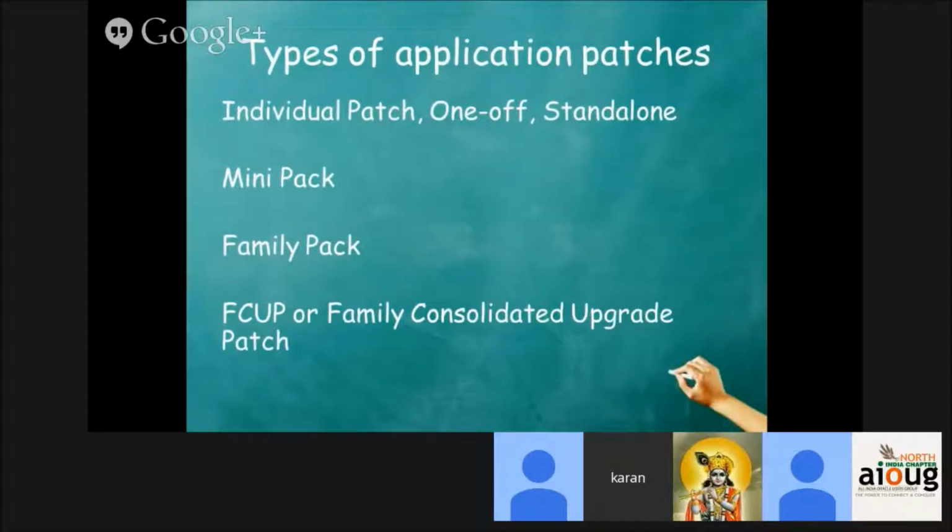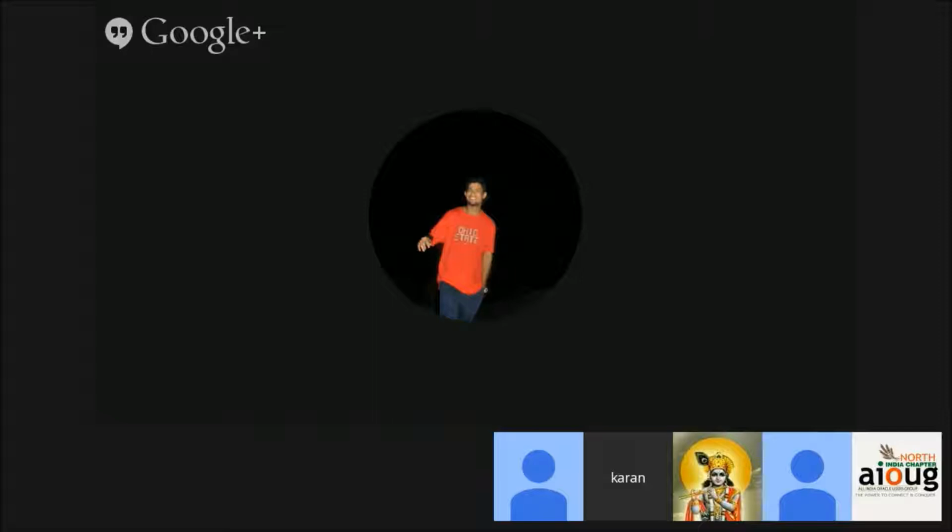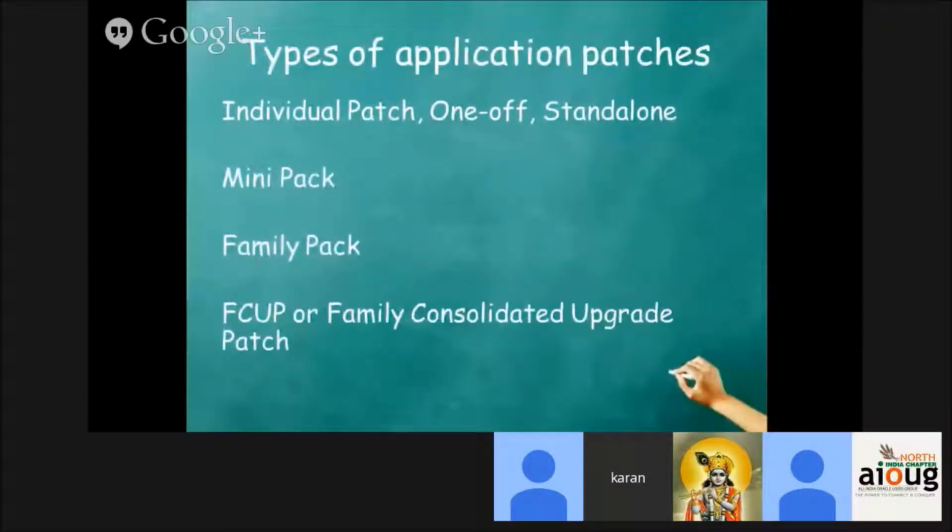Now I would explain here the various types of application patches that we have. It could be an individual one-off standalone patch. The second is a mini pack. By mini pack, I mean a set of individual one-off patches. It could be 10, 15 individual patches which are clubbed together as a mini pack and provided to us.